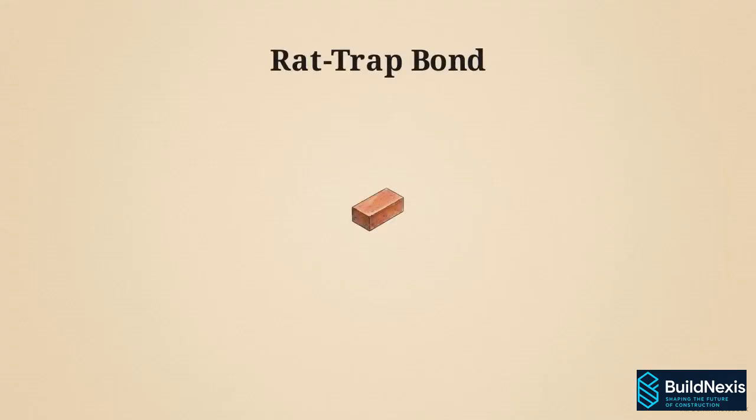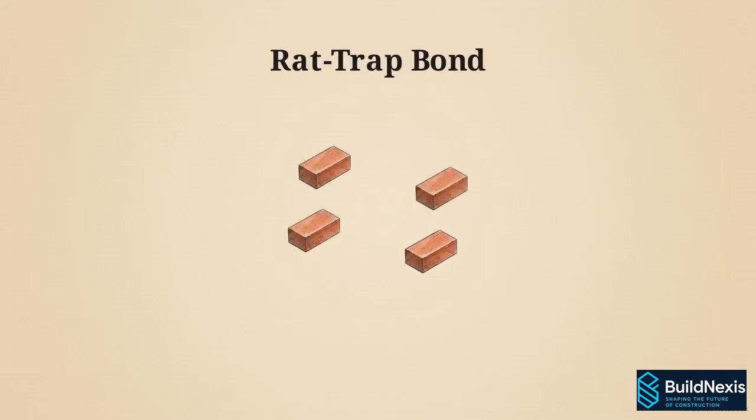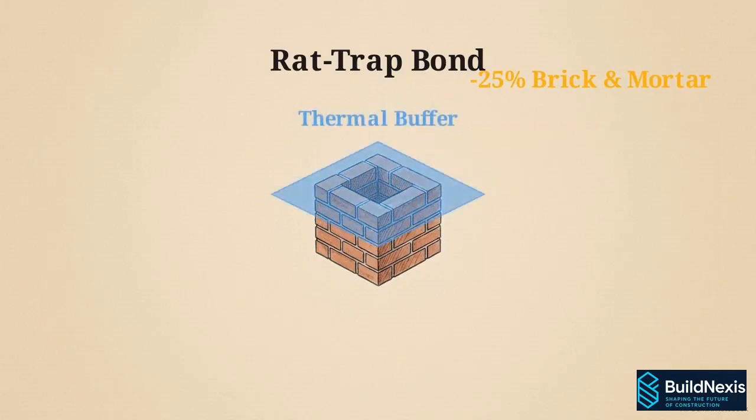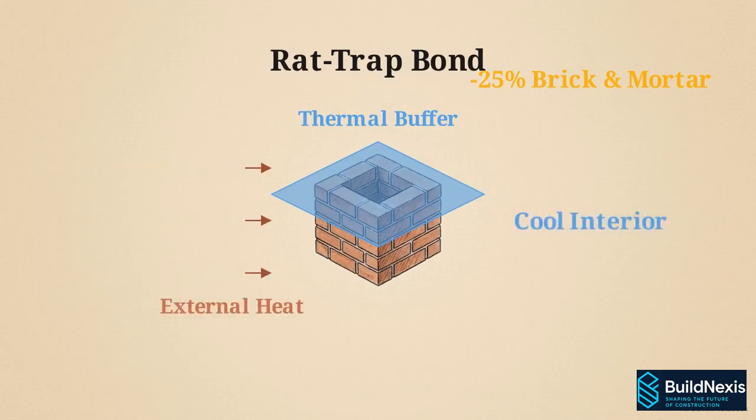When budget is constrained, builders use the rat trap bond, turning bricks on their edges to form a box-like arrangement. This hollow square center reduces required brick and mortar by 25%. The trapped air creates a thermal buffer, making it incredibly popular across hot climates.